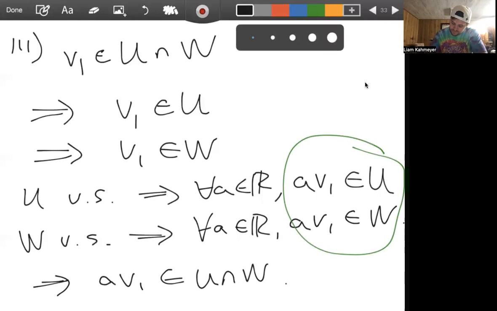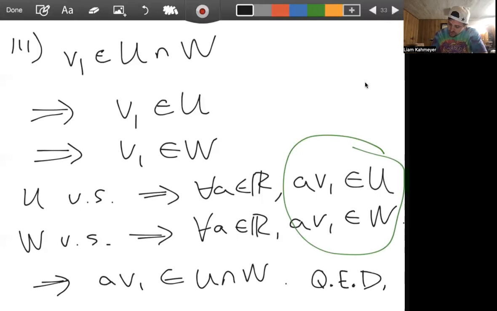Thus, we've shown that the intersection is closed under scalar multiplication, but in total, we've shown that U intersect W is a subspace of V, which means by the previous theorem, we've shown that it's a vector space itself.